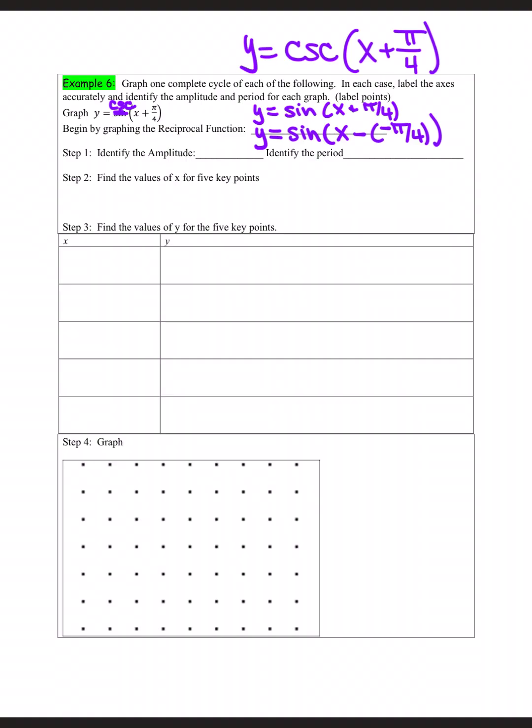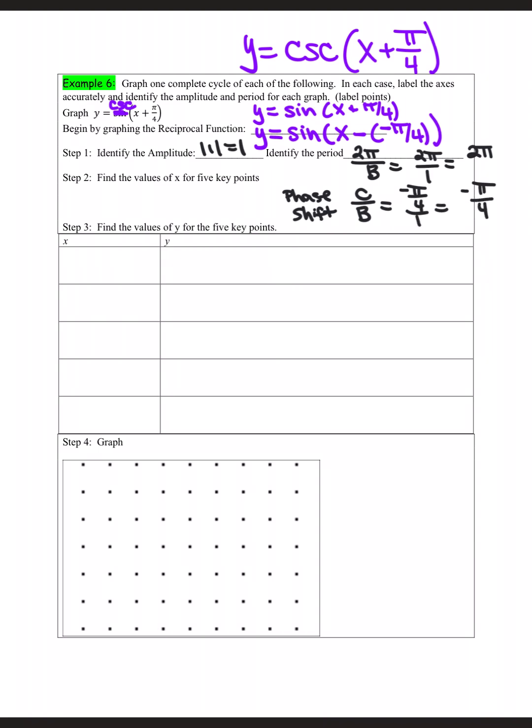So here my amplitude is the absolute value of 1, which is 1. My period is going to be 2 pi over b. Well, my b is 1 here, so it's 2 pi over 1, which is 2 pi. I do have a phase shift here, which is c over b. Well, my c here is negative pi over 4. My b is 1, so this is negative pi over 4. So I'm going left pi over 4.